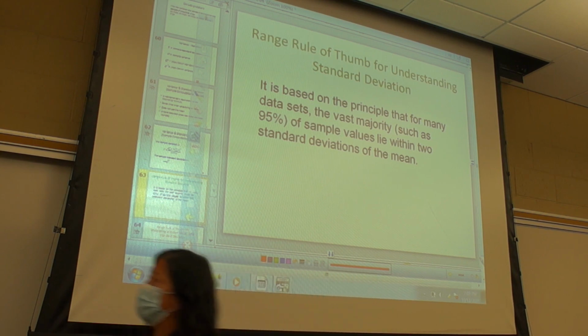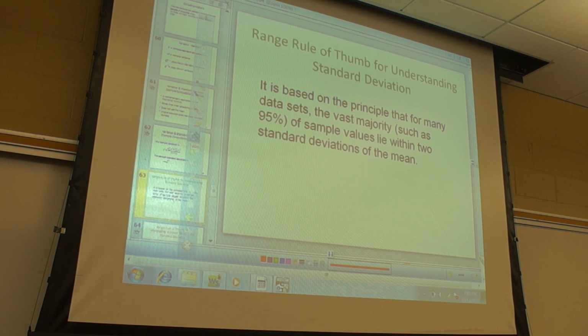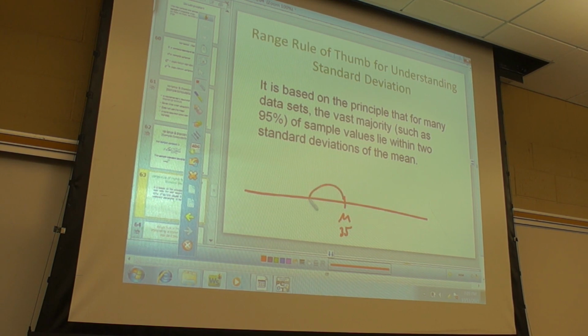So that's what it's saying. If you have your mean, say it was 35, you subtract the standard deviation, subtract another standard deviation, then you take your mean and you add a standard deviation, right? And you add another one. Then whatever these two numbers are here, 95% of your data should lie between those two values, whatever they are.